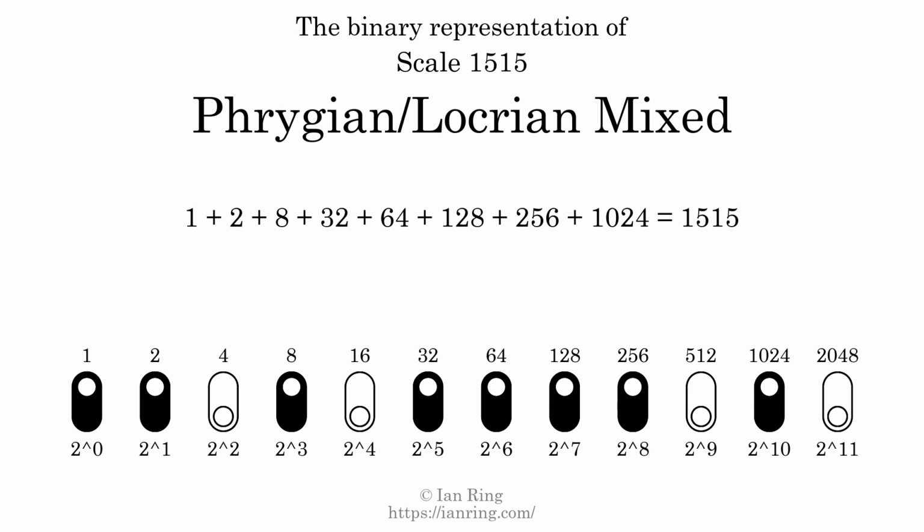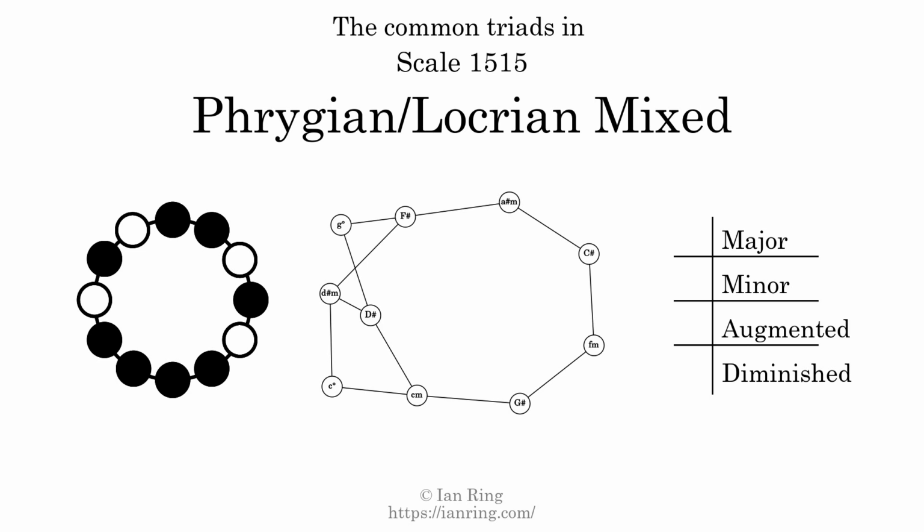1515. The scale number not only enumerates the scale with a unique index, but it also literally describes the tonal content of the scale. Represented as a binary number in base 2, the scale number is 010111101011. Here are the common triads present in this scale.